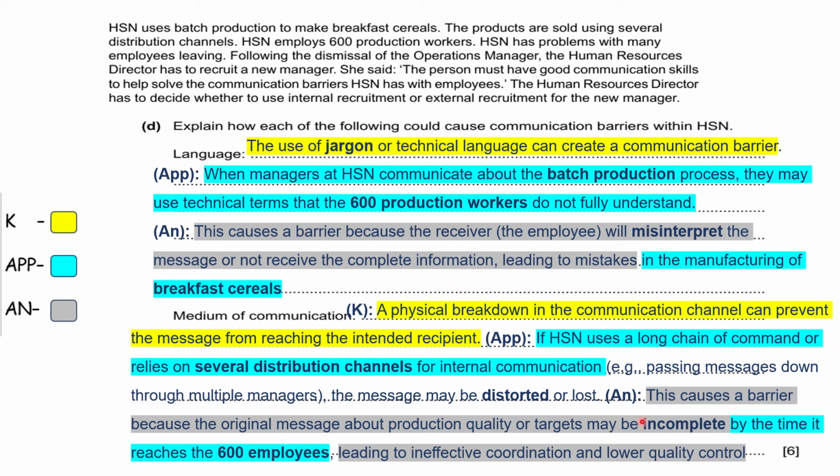And what is the analysis, the explanation I'm giving as to why physical breakdown is a communication barrier? This causes a barrier because the original message about production quality or targets may be incomplete by the time it reaches the 600 employees, leading to ineffective coordination and lower quality control. Since I have structured my answer in this manner of knowledge, application and analysis, I will be getting 6 full marks.